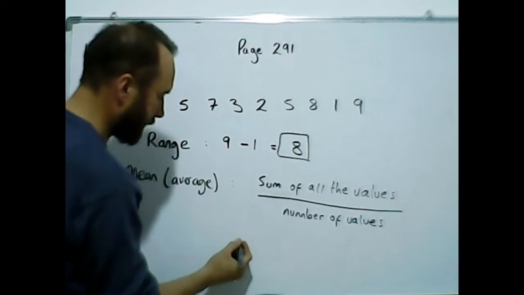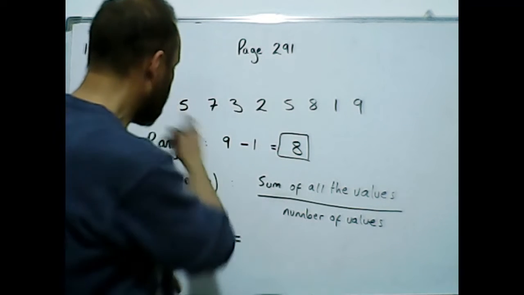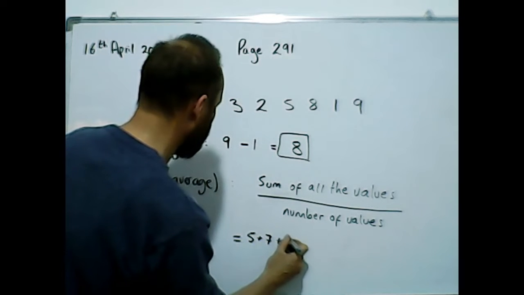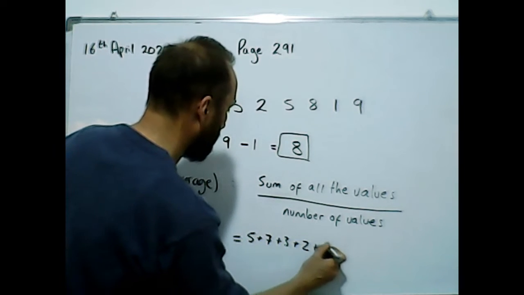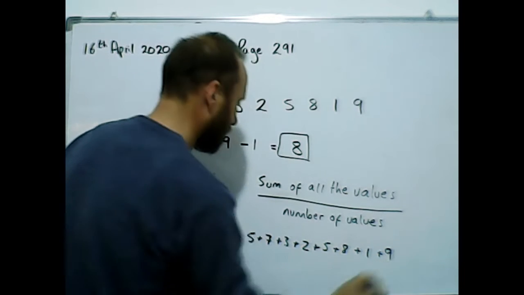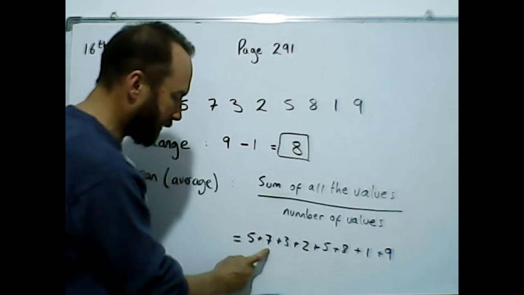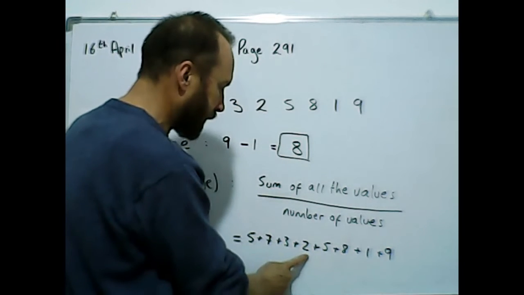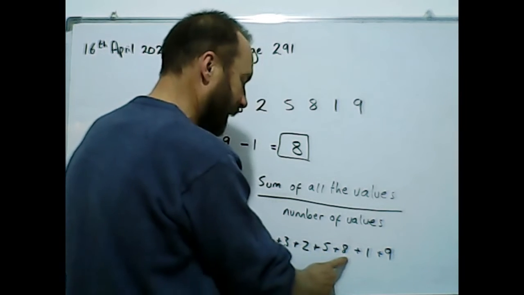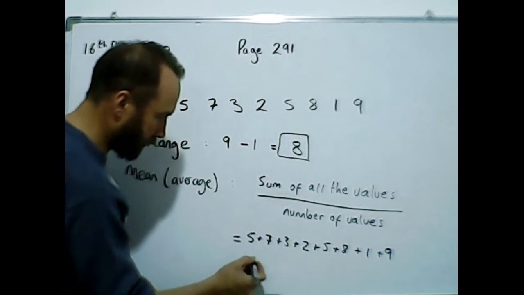What we have to do is add these all together. I did this before. Get myself a little bit more prepared. So basically, it's 5 plus 7 plus 3 plus 2 plus 5 plus 8 plus 1 plus 9. We add them all together. 5 plus 7 is 12, plus 3 is 15, plus 2 is 17, plus 5 is 22, plus 8 is 30, plus 1 is 31, plus 9 equals 40.